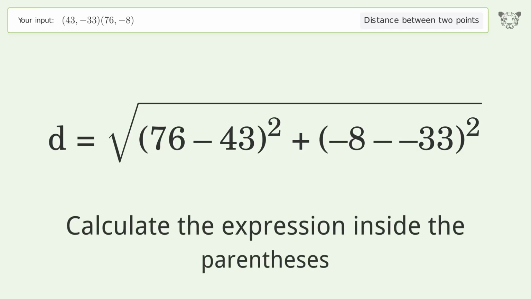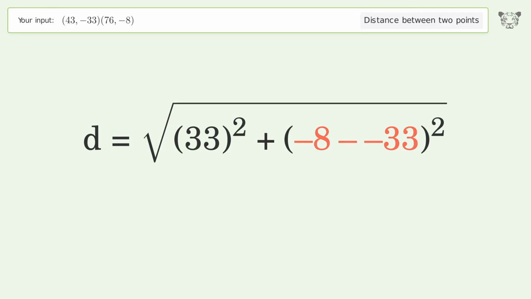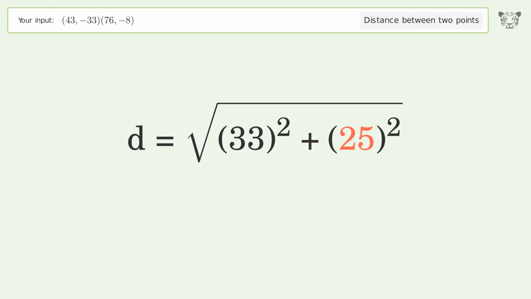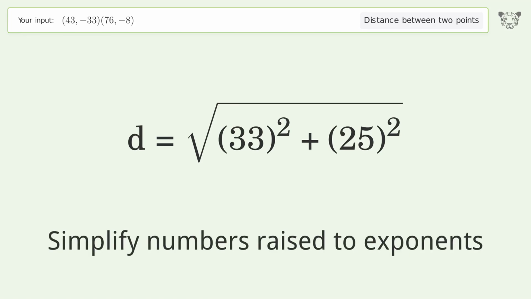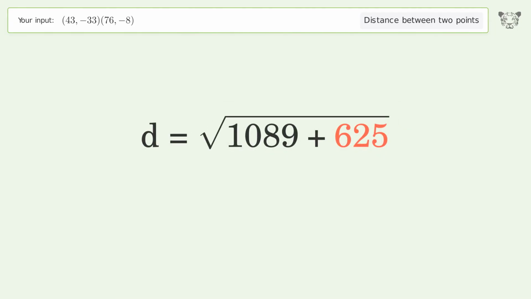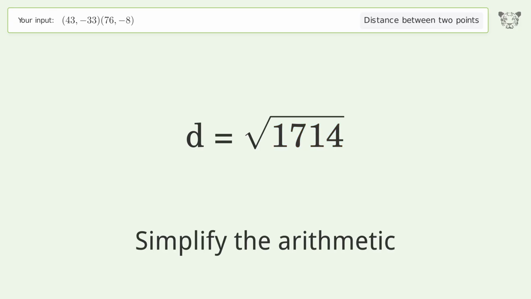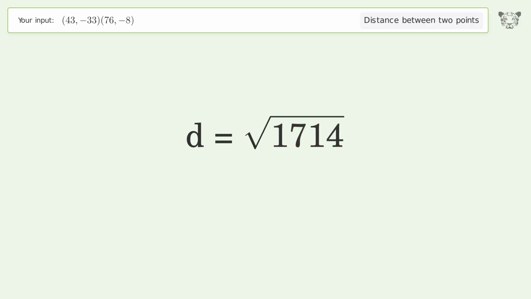Calculate the expression inside the parentheses. Simplify numbers raised to exponents. Simplify the arithmetic. And so the distance between the 2 points is the square root of 1714 or 41.4.